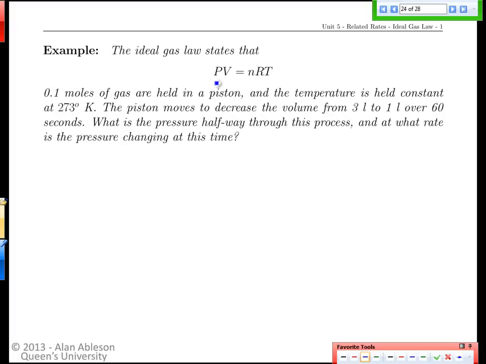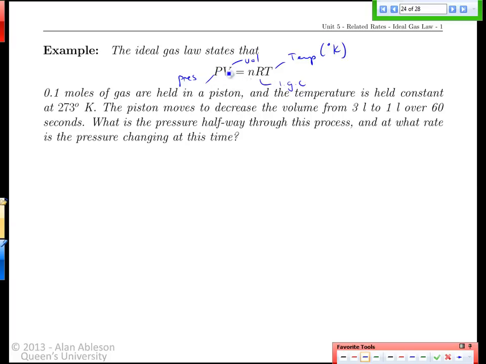Chemistry is also a rich source of related rates problems, in particular the ideal gas law that states that the pressure times the volume of a gas will always equal the number of moles times the ideal gas constant times the temperature in degrees Kelvin. This is a law that will always be true.